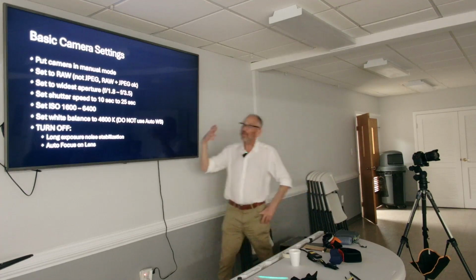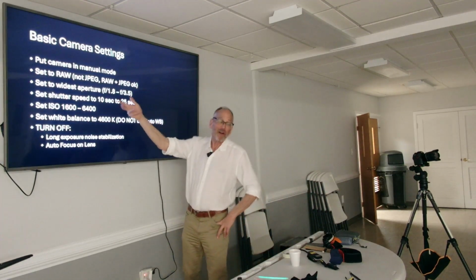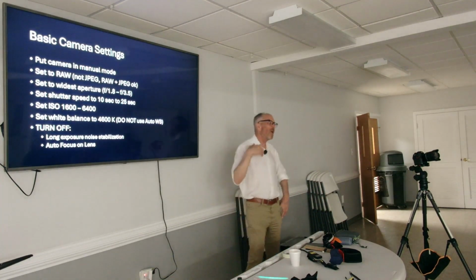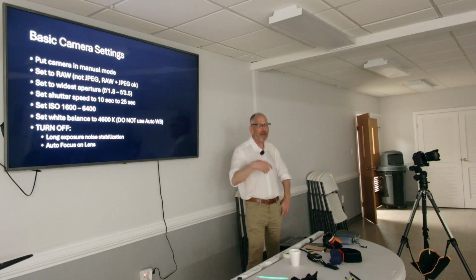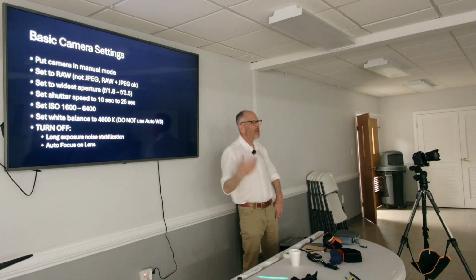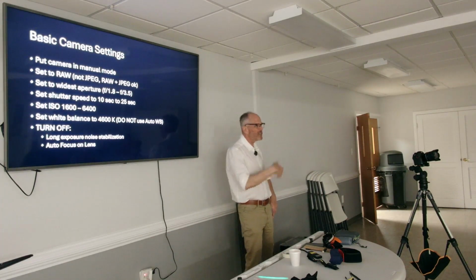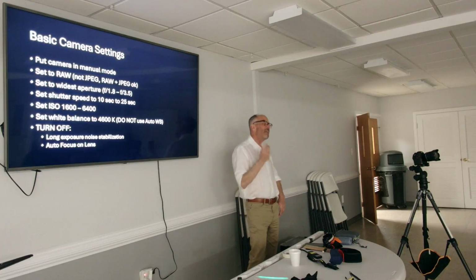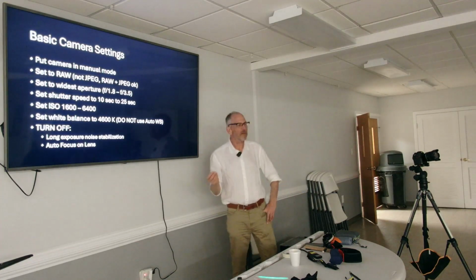You obviously set it to RAW. You will need all the dynamic range. JPEGs, I've never tried it, but with most things when you use JPEGs, you've lost information and you need every piece of information you can to recover a Milky Way photo.